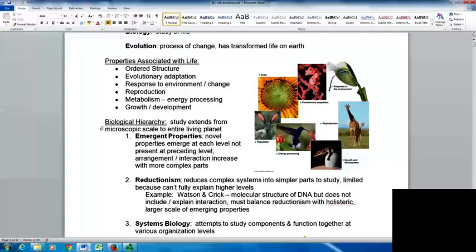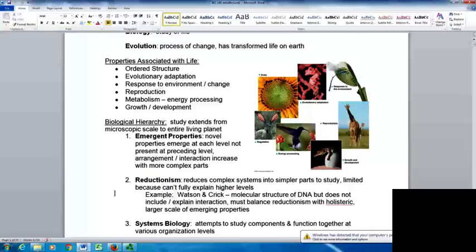We say that there's emergent properties. So novel properties that you'll see as you move up to more complex organisms that were not there at the preceding level. So not only is the organism themselves going to have more complex arrangements, but they're going to have more complex interactions with their more complex parts.